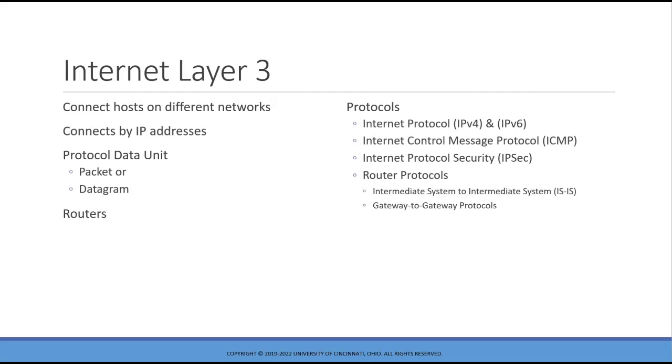Other protocols on the Internet layer are Internet Control Message Protocol, IPsec, and router protocols such as Intermediate System to Intermediate System and Gateway to Gateway protocols. The device that sits at layer 3 is a router.